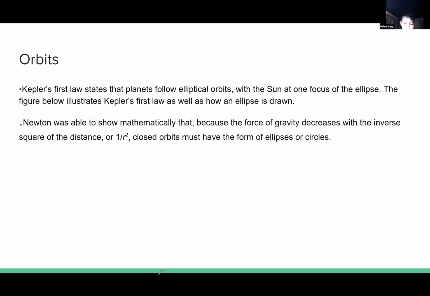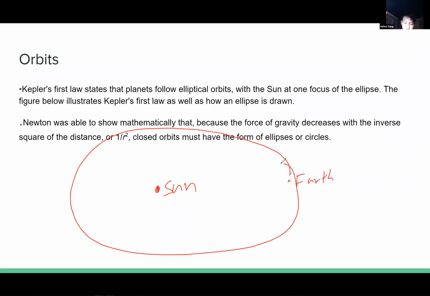Okay, and next we'll talk about orbits. And there are three laws that Kepler made for orbits. And the first one states that the planets follow elliptical orbits around the sun. For example, if the sun is at one point, and let's say Earth is at this point, then the Earth will follow an elliptical shape instead of a circular shape. And I won't get into the math about that right now. You guys can research that on your own time.